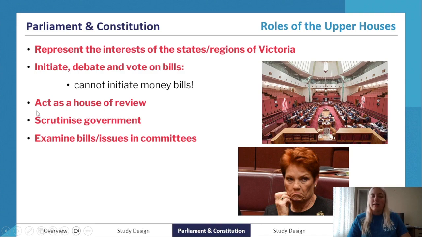They also act as a house of review, if the bill is coming to the upper house second after being introduced in the lower house first. They also scrutinize government, so examine flaws in a proposed law, and scrutinize the motivations, I guess, of the government party. And they can also examine bills or issues in committees and parliamentary committees.